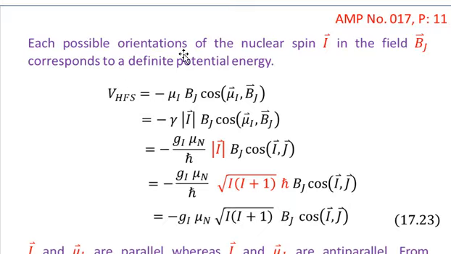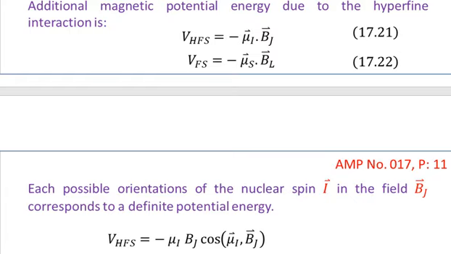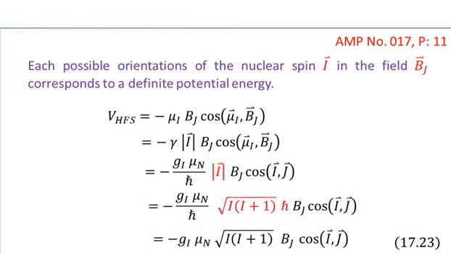So each possible orientation of the nuclear spin I in the field Bj corresponds to a definite potential energy. So let's compute this energy in much greater detail. We have V_HF equal to minus mu I into Bj into cos of the angle between mu I and Bj. That is, I have just expanded equation number 21 over here.